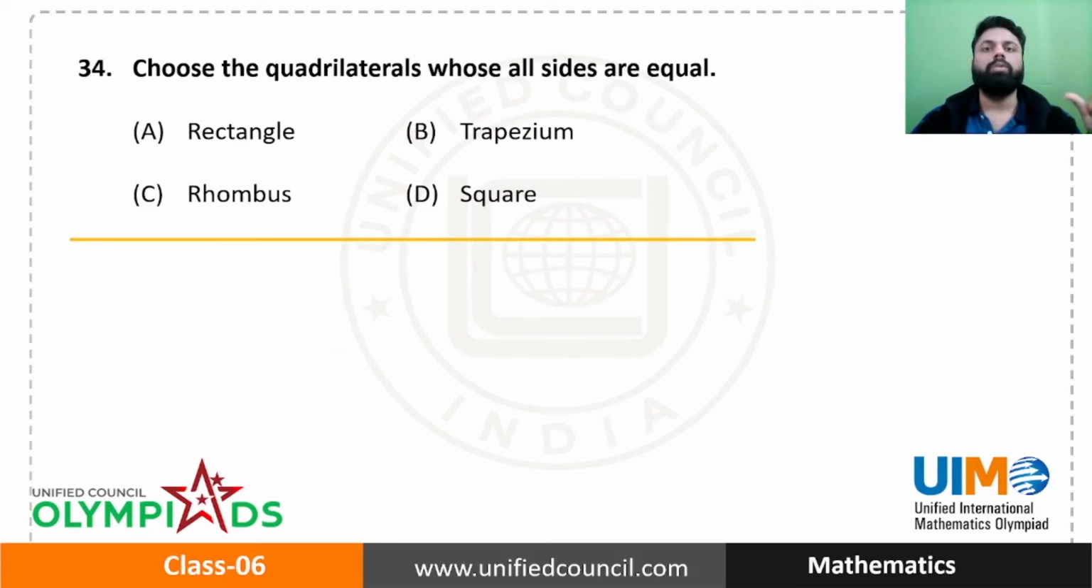Choose a quadrilateral whose all sides are equal. So in case of rhombus and in case of square, the sides are equal. In case of rectangle, the opposite sides are equal. In case of trapezium, it's not mandatory that any of the sides should be equal. But in case of square, all sides are equal. In case of rhombus, all sides are equal.